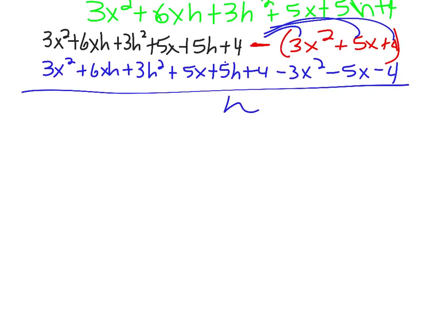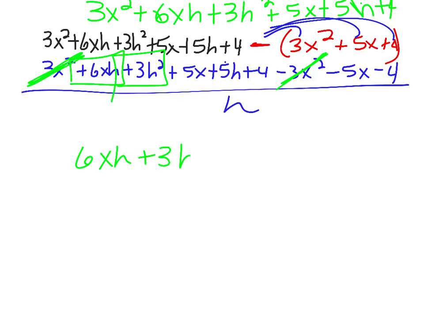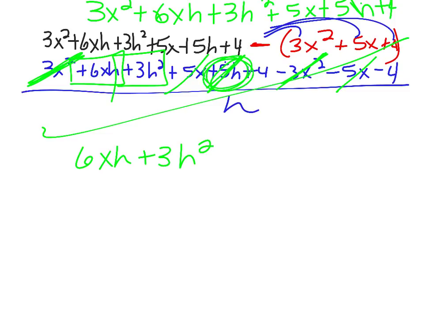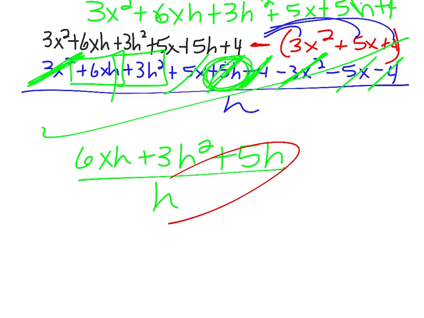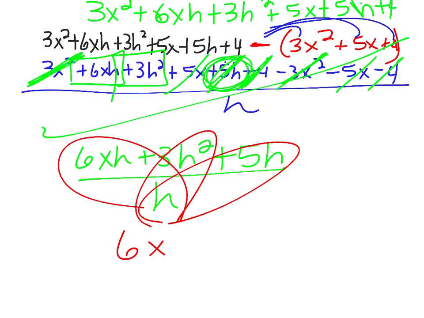Okay, so let's see what cancels out here. All right, so 3x squared and minus 3x squared cancel. I have a positive 6xh, positive 3h squared, 5x and negative 5x cancel. 5h does not cancel, so that's plus 5h. And then positive 4 minus 4 cancels, all over h. And now you're going to reduce all your h's. So it's 6x plus 3h plus 5.